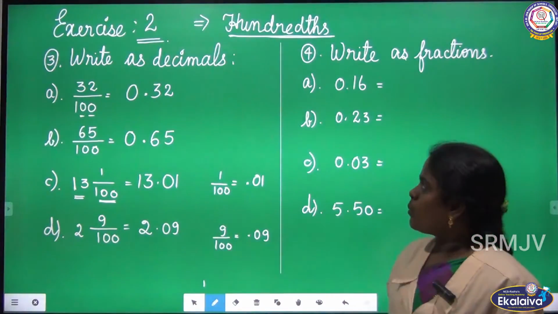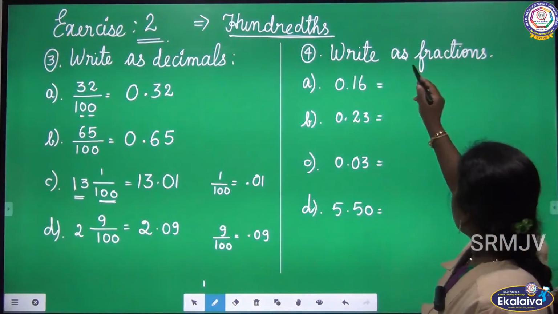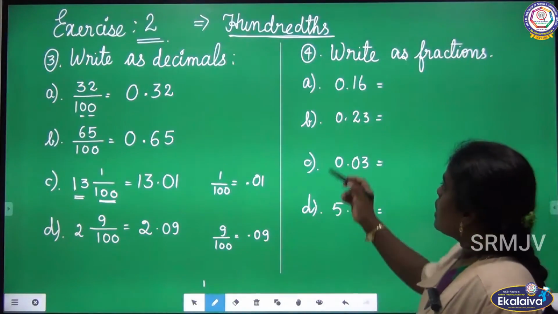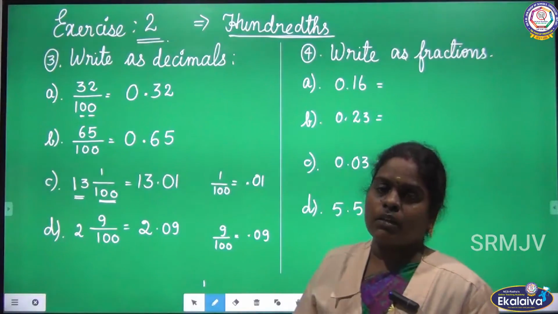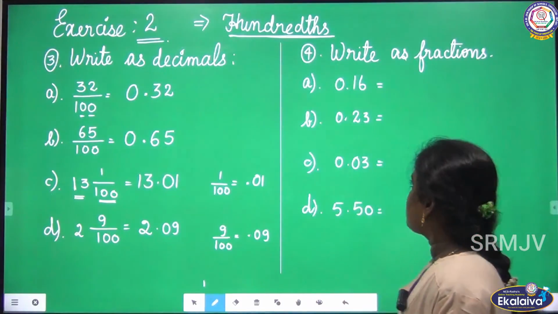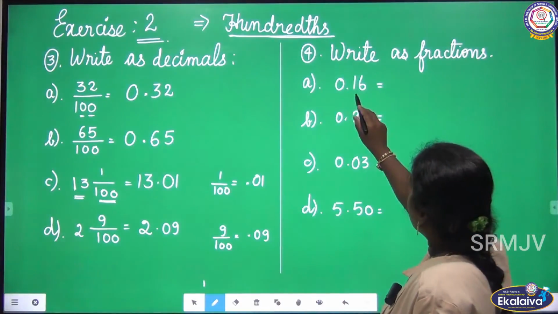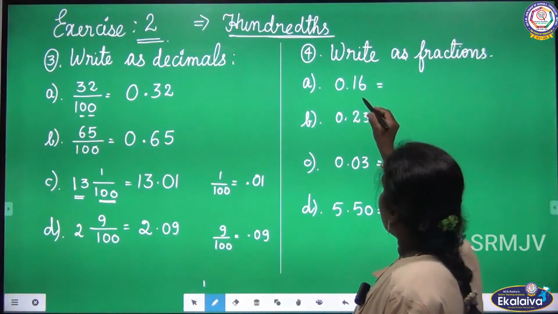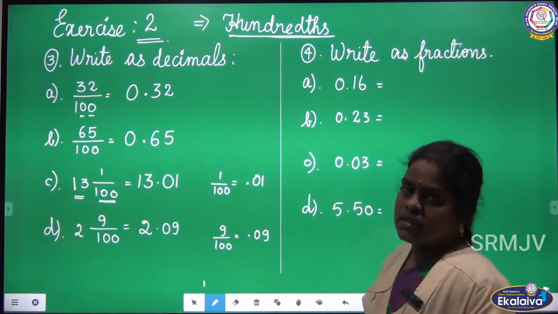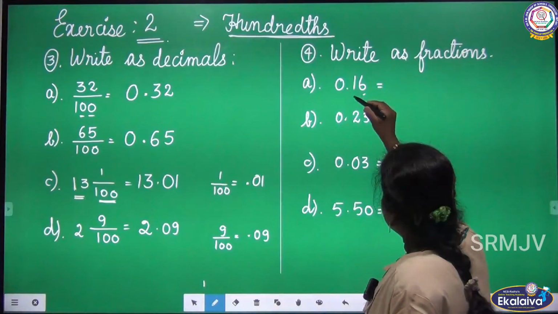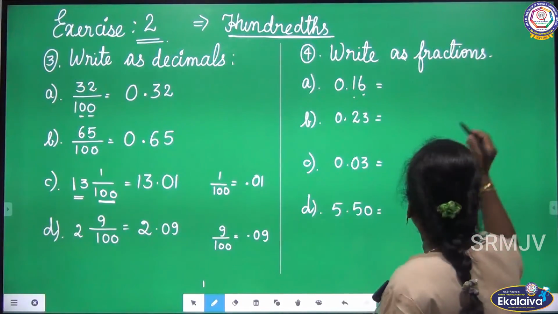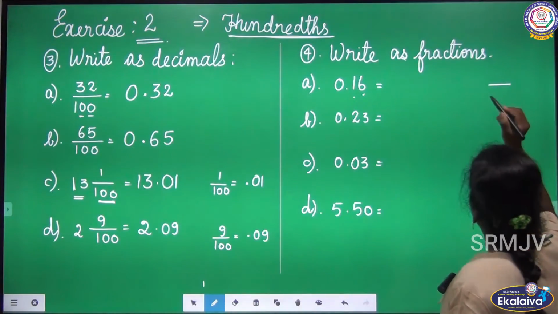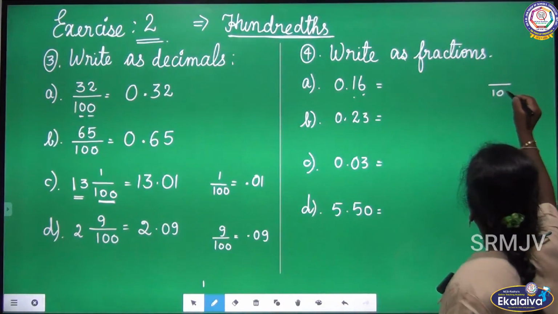Look at the next Roman letter. Write as fractions. Here the decimal numbers are given. We are going to convert them into fractions. So 0.16. You just count the number of decimal places: 1, 2. So we have 2 decimal places. So the denominator of the fraction is 100.